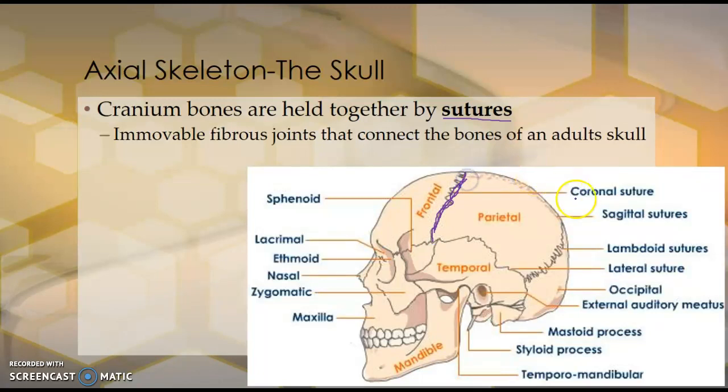And there are different ones that you definitely need to know. The sagittal suture goes across here. The coronal suture is right here. The lambdoid suture is right here. And then the lateral suture is right here. And sometimes they have different names, so don't be nervous if you hear this lateral suture called something else. Just make sure that you look it up and you know both names.